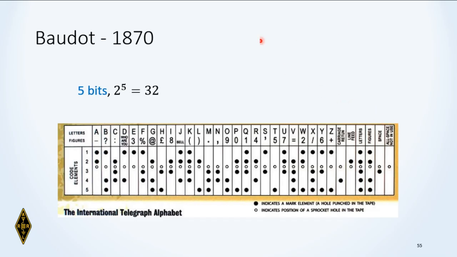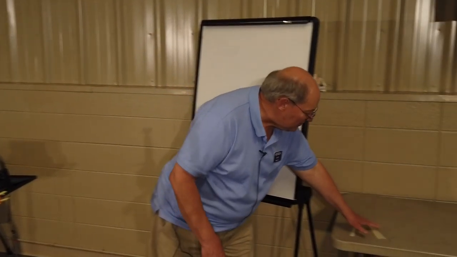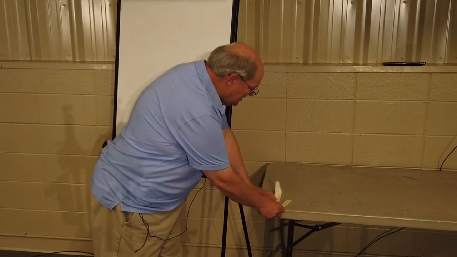Baudot goes back to 1870, from the inventor or the mathematician. It operates off five bits, 2 to the 5th is 32 characters. And some of you, if you were in our general class, may have seen these before, but these are some paper tapes that you can put toward the back row if you haven't seen it before. You'll see a paper tape there. It looks something like this.